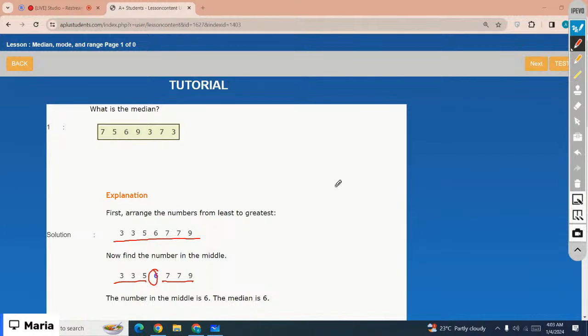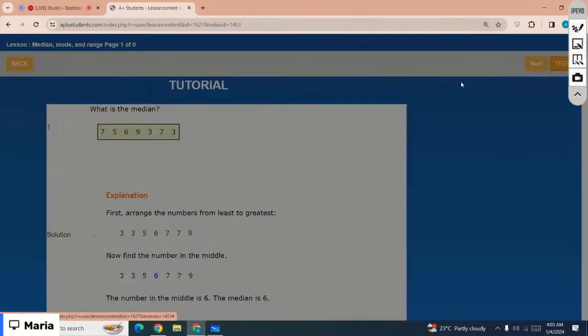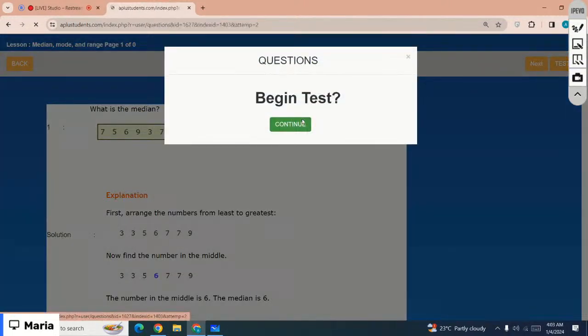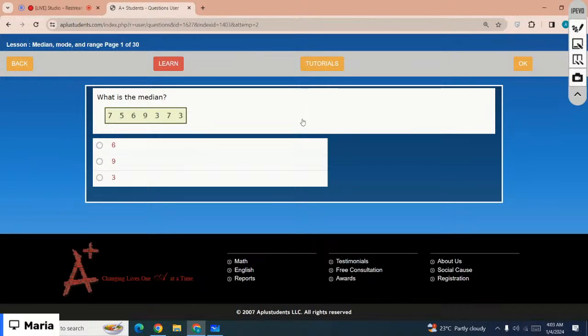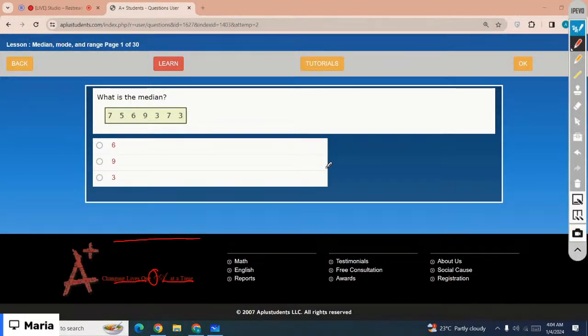Let's start with the test questions. What is the median? That is the one we just did. The first thing you have to do is arrange the data from least to greatest. So let's arrange them: 3, 3, 5, 6, 7, 7, 9. Now you have to find the number that is the middle one. So 6 is exactly the middle one. Before 6 you have 3 numbers and after 6 you have 3 numbers.